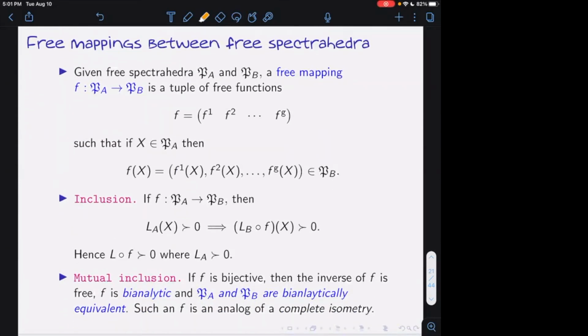Okay, and so I want to look at mappings from one free spectrahedron to another. So that's going to be a G tuple, F superscript 1 to F superscript G, where these F^j are themselves free functions. So for me, analytic included. And of course, you want to take a tuple X in the spectrahedron P_A, the domain of F. Its image should lie in the spectrahedron P_B. That's what we want to look at.